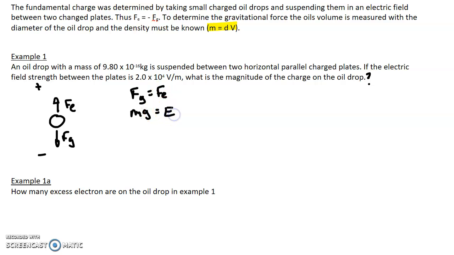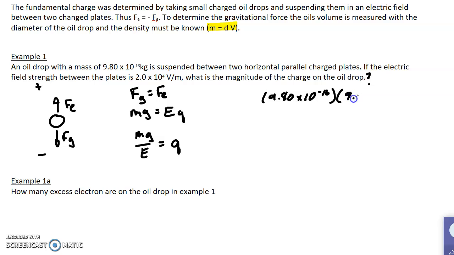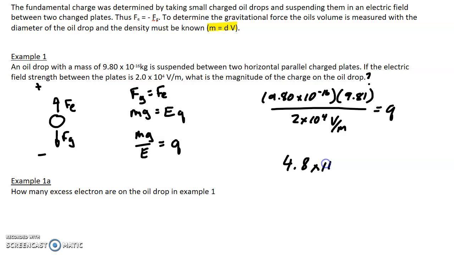which means force of gravity is equal to the electric force. The electric force is just that electric field strength times the charge, which means mass times g divided by E gets you the charge. So all these numbers are pretty much given, so at this point it is essentially a plug and chug type of deal. Mass times 9.81 meters per second squared divided by the 2 times 10 to the 4 volts per meter gets you the charge. And so when you calculate that out, you get 4.8 times 10 to the negative 19 coulombs as being the charge.